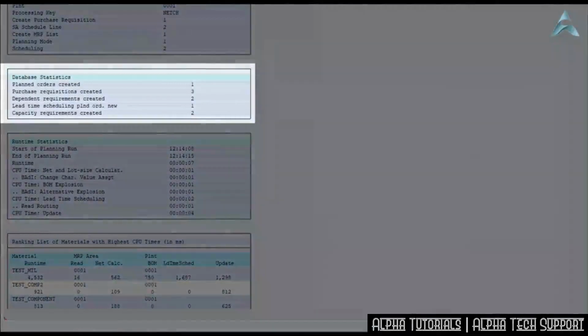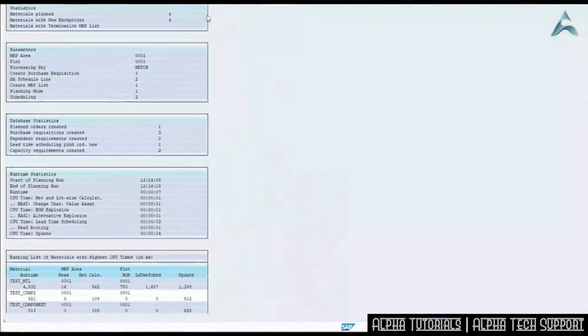And as you can see, the database statistics are the results of that planning run. 1 planned order created, 3 purchase requisitions created, 2 dependent requirements created. Those are the 2 BOM components that this test material needs. 2 dependent requirements created. That's what we care most about.